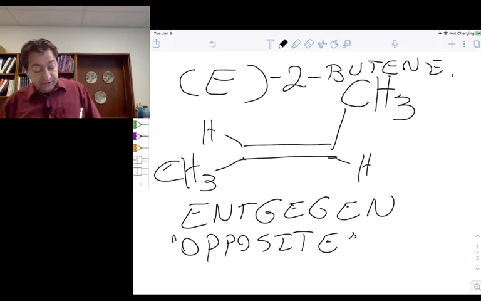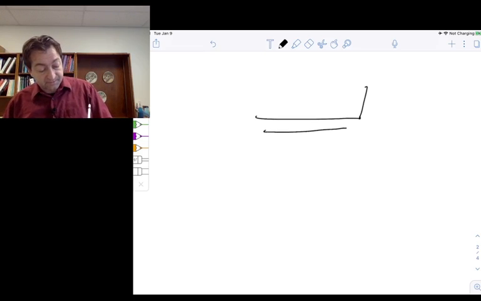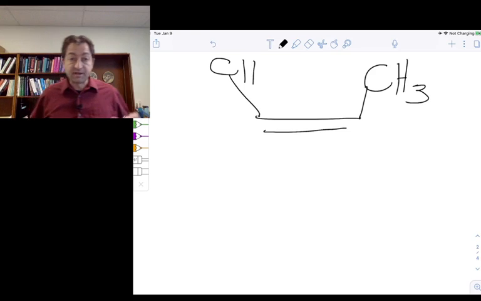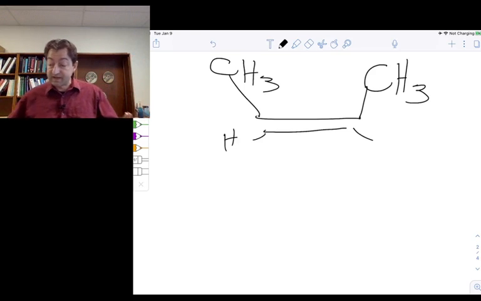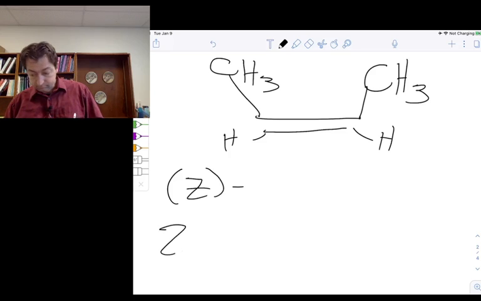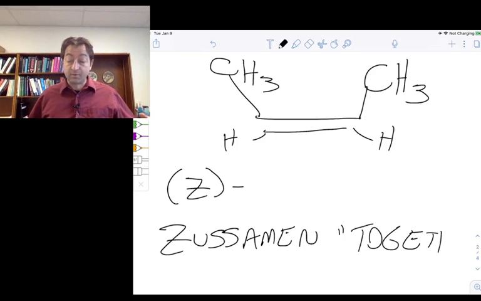Okay, so let's look at the other geometric isomer and the nomenclature associated with it. And again, here we had both of the substituents. In this case, of course, the methyl groups are the highest priority substituents. And we'll do just a couple of brief examples of this in a minute. So those two substituents, those two methyl groups, are on the same side of that double bond. This is given the designator Z, letter Z, from the German Zusammen, which is roughly translated into the word together.